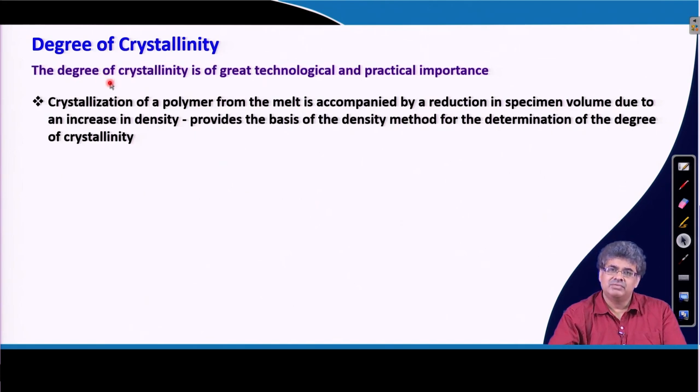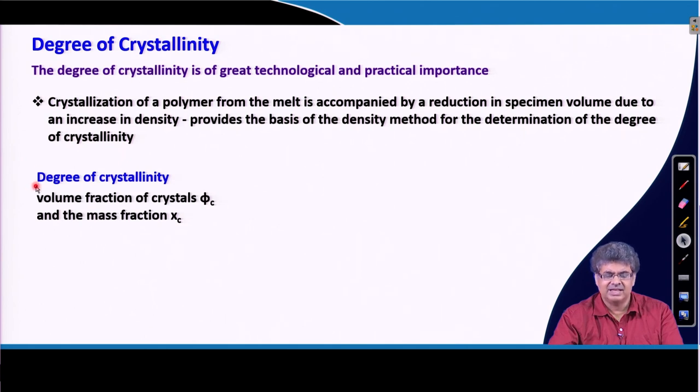Degree of crystallinity, now we move to the degree of crystallinity. Degree of crystallinity is basically the extent of crystallinity in a semi-crystalline sample, and it is of great technological and practical importance. Crystallization of a polymer from melt is accompanied by a reduction in specimen volume due to an increase in density, and this provides the basis of density measurements for determination of degree of crystallinity. So, if you know the density of a 100% crystalline polymer and a 100% amorphous polymer, then using that information we can get the extent of crystallinity for a semi-crystalline sample.